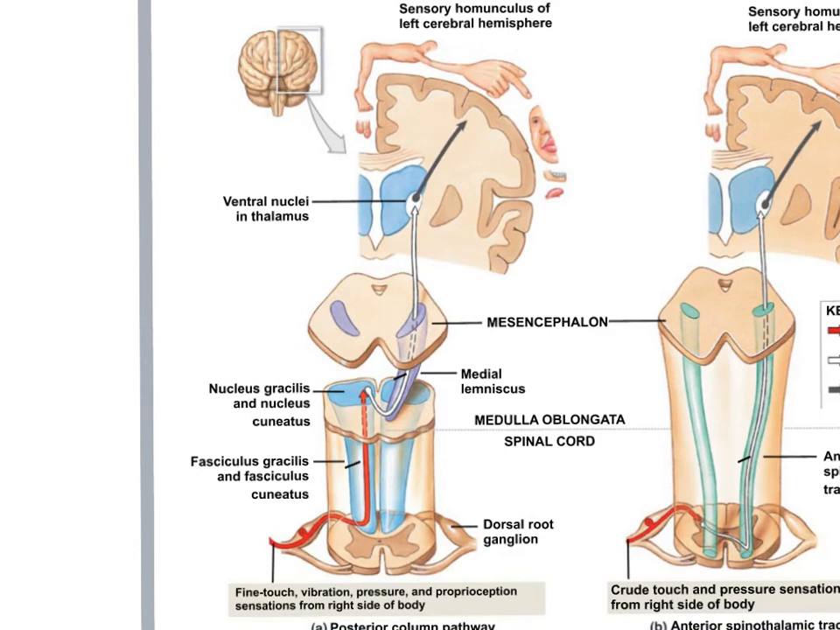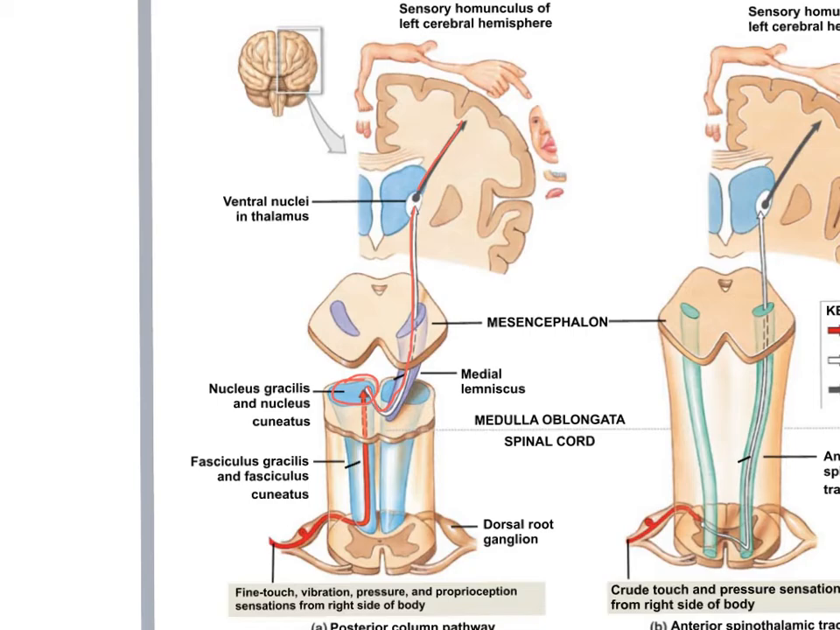This is fine touch and vibration, so that's a big clue. And you can see the first order neuron goes all the way up to the gracilis nucleus and cuneate nucleus, and then it crosses over to become the medial lemniscus, then it goes up to the thalamus, then it goes up to the primary somatosensory cortex. So which one is that? The posterior column, right? We know that because the posterior column has the gracile and cuneate nuclei, the medial lemniscus.